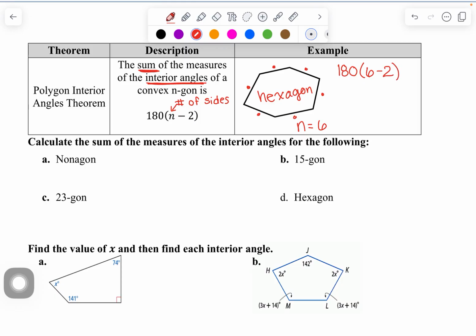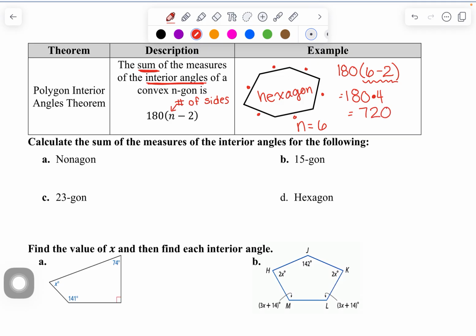Now, I highly recommend you do this part first. Just follow your PEMDAS. Could you type 180 parentheses 6 minus 2 close parenthesis into your calculator? Yeah, sure. Can you do 6 minus 2 without a calculator? Yeah. So, 180 times 4 is 720.